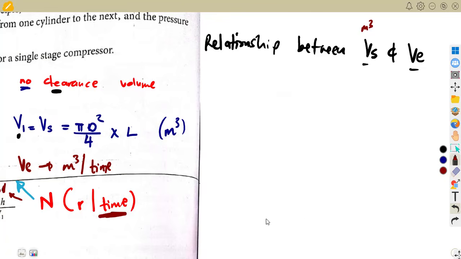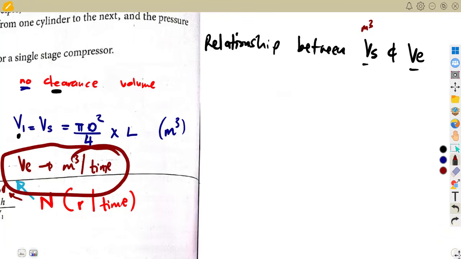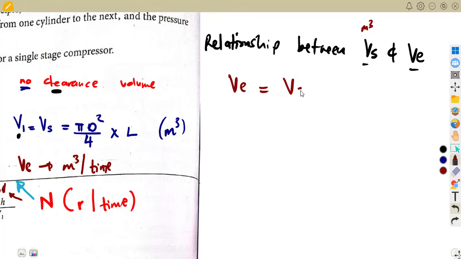But per unit time, per second, per minute, that one is an effective volume. The time is involved. So this is the relationship: for us to have VE, we multiply VS times the speed. VE is equal to VS times N. It follows that if you want this VE to be in cubic meters per minute, this speed must be in revolutions per minute.